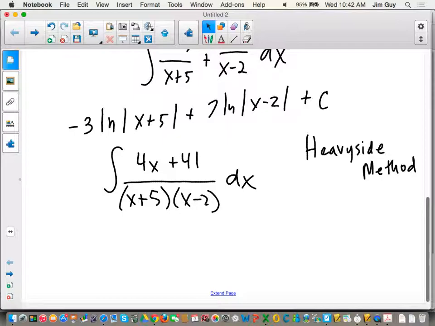I take the negative 5 and I plug it into what's left. 4 times negative 5 is negative 20 plus 41, that's 21. 21 divided by negative 7 is negative 3. That's what goes above the x plus 5, the one you covered up.